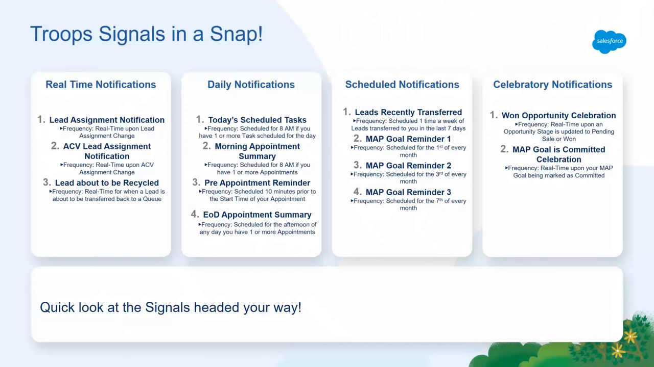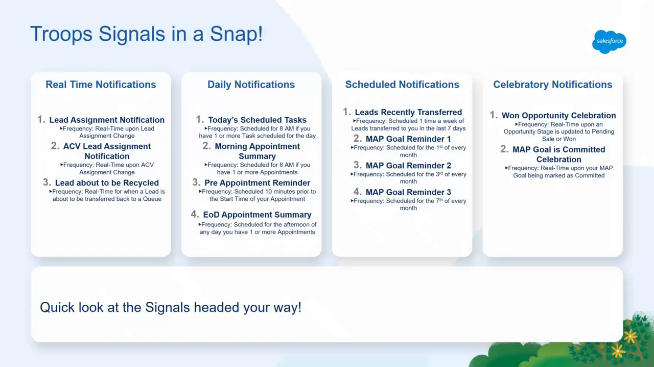Before we drill into exactly how this works, here is a snapshot of every signal that will hit your Slack and Troops. Lead assignment notification. This will notify you as soon as a lead is moved into your name. New ACV lead assignment notification. This will notify you as soon as an ACV lead is assigned to you in Salesforce. This is very similar to the general lead assignment signal. Leads about to be recycled. This will notify you if your lead is in jeopardy of being redirected to the queue.